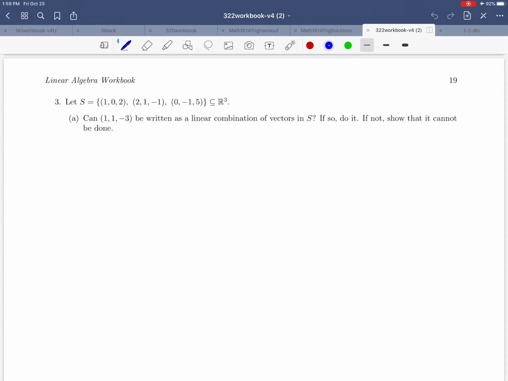Hello everybody and welcome to exercise 3 on page 19 of the workbook. Let's read this exercise together. So they're starting us off with a set of 3 vectors, (1, 0, 2), (2, 1, -1), and (0, -1, 5) in R3.